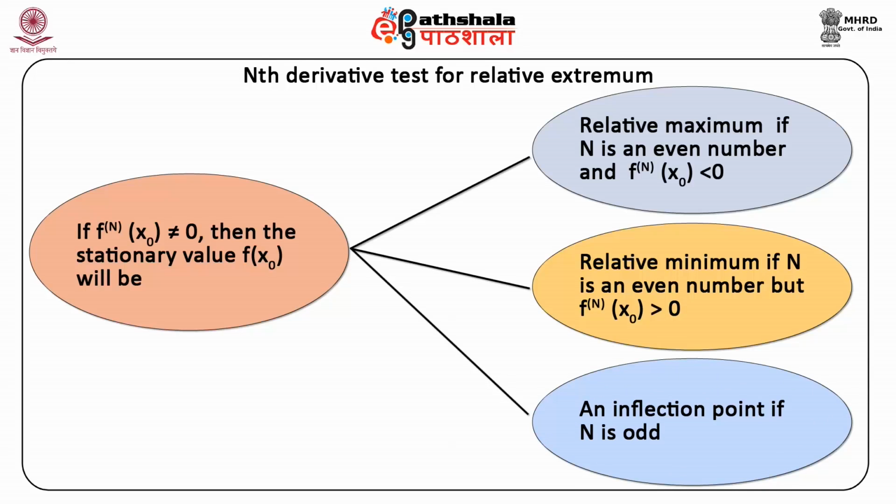It should be clear from the preceding statement that the nth derivative test can work if and only if the function f(x) is capable of yielding sooner or later a non-zero derivative value at the critical point x0.